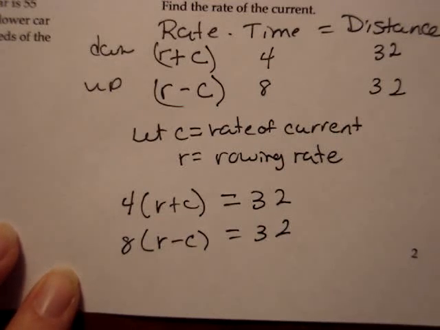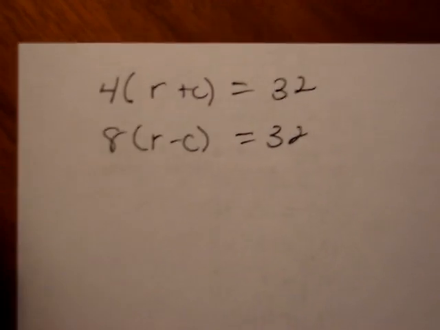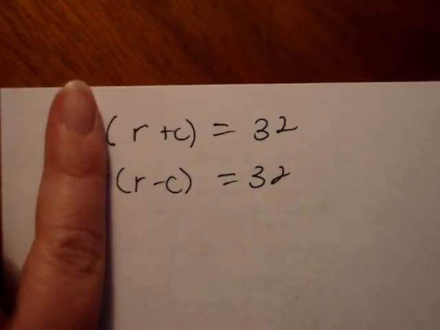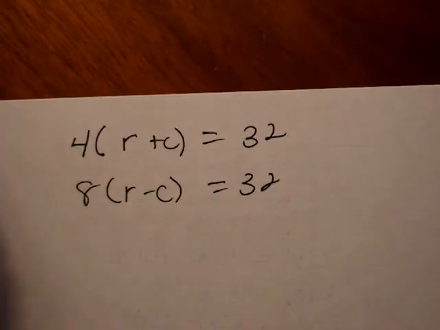Okay, now I'm going to show you a shortcut to solve this. So let me turn the page over and make sure I copy it down correctly. So what did we have? 4 times R, was it plus or minus? Plus C equals 32, and 8 times R minus C equals 32. Okay. So there we go. Now, if the 4 and the 8 weren't in the front here, I could just add down right now, couldn't I? Okay, so what I can do is I can get rid of the 4 and 8 now.